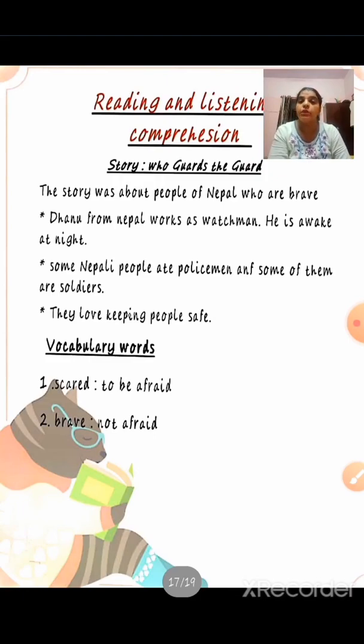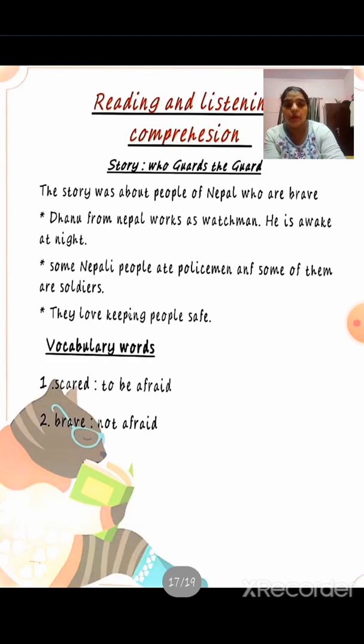So first point was Danu is from Nepal and works as a watchman. He is awake all night. Who is awake all night? Maybe a brave man, na? So from this we can conclude. Second point is some Nepali people are policemen and some of them are soldiers.